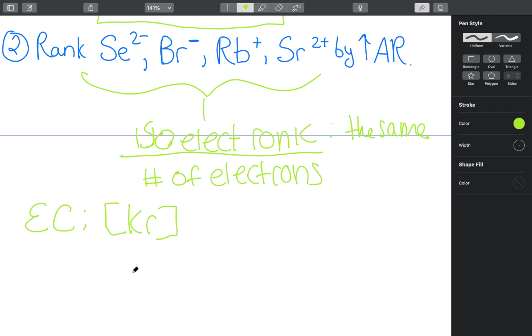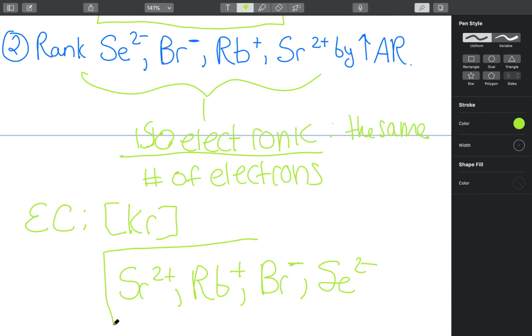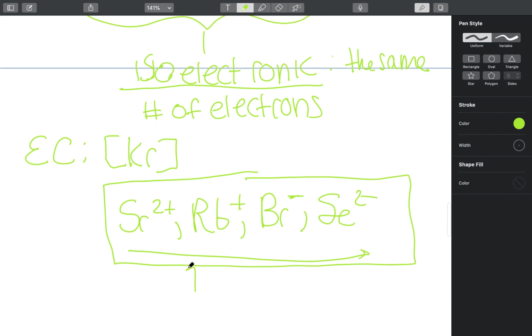So strontium 2 plus would be the smallest. Then rubidium plus would be the second smallest. Then bromide, and then our last one. And this would be increasing atomic radius.